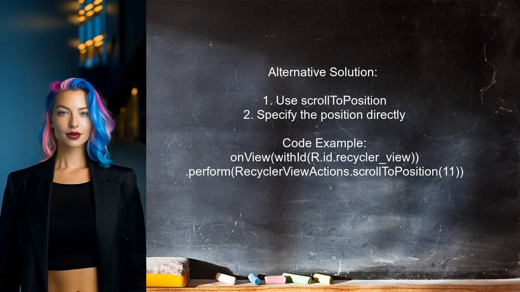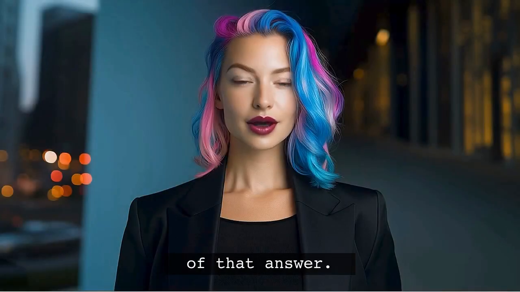An alternative solution provided by another user suggests using the scrollToPosition method instead. They recommend specifying the position directly, like this, onView with the RecyclerView ID, followed by perform and scrollToPosition with the desired index. That's the end of that answer.